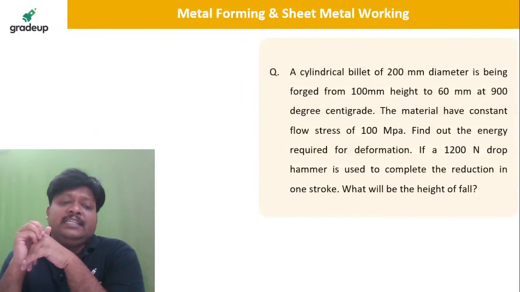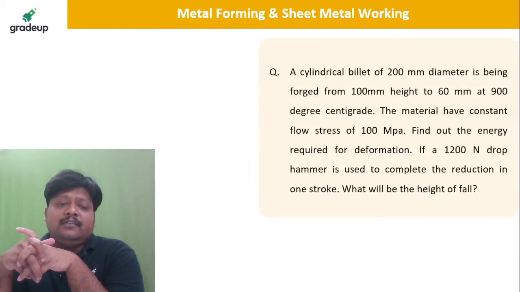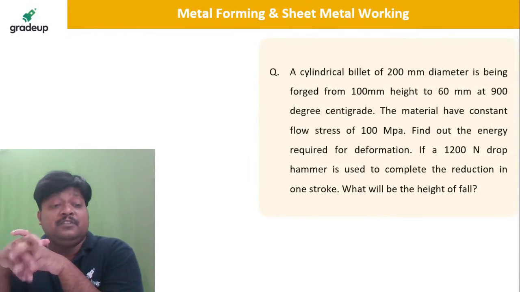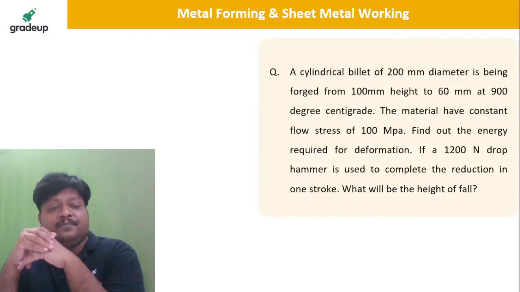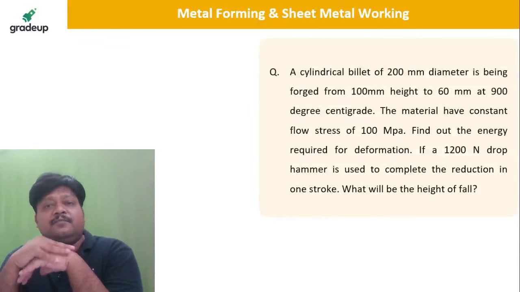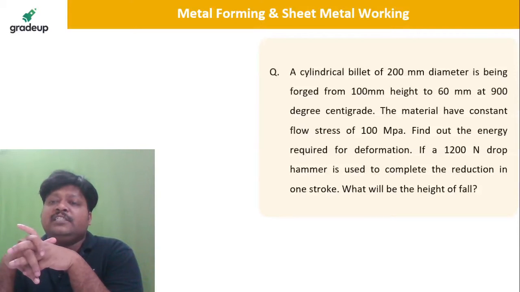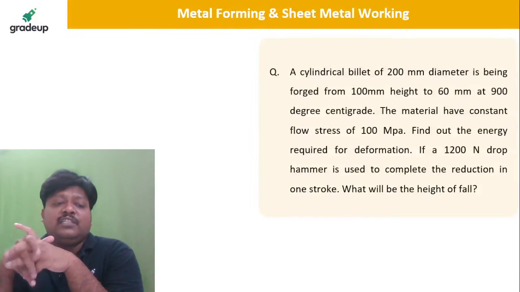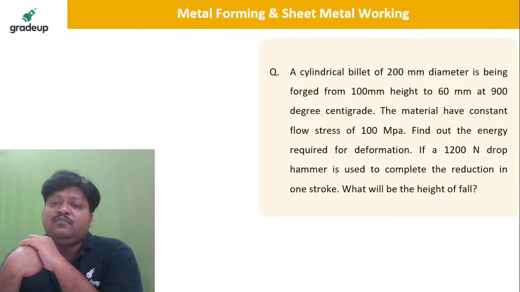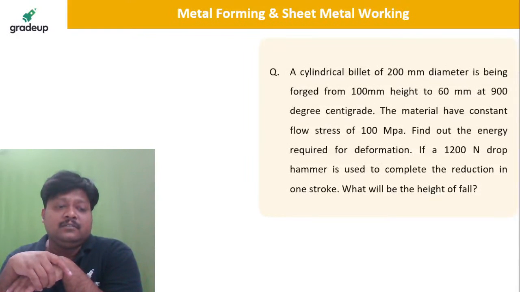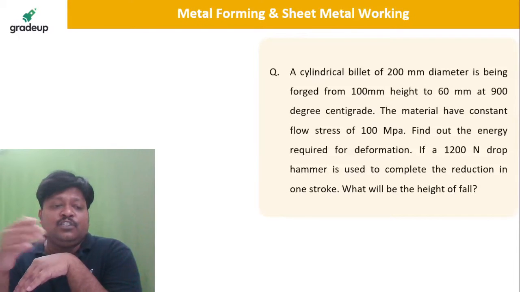Now see, this is the question again. It is related to the loads, but here no coefficient of friction is given. A cylindrical billet of 200 mm diameter is being forged from 100 mm height to 60 mm at 900 degrees centigrade. The material has a constant flow stress of 100 megapascal. Find out the energy required for the deformation, and if a 1200 Newton drop hammer.